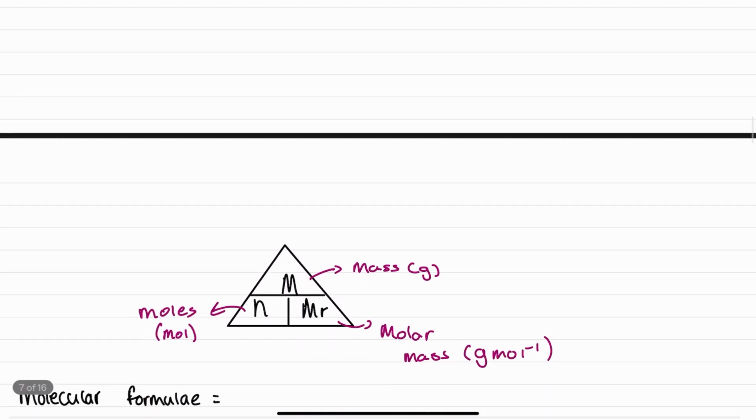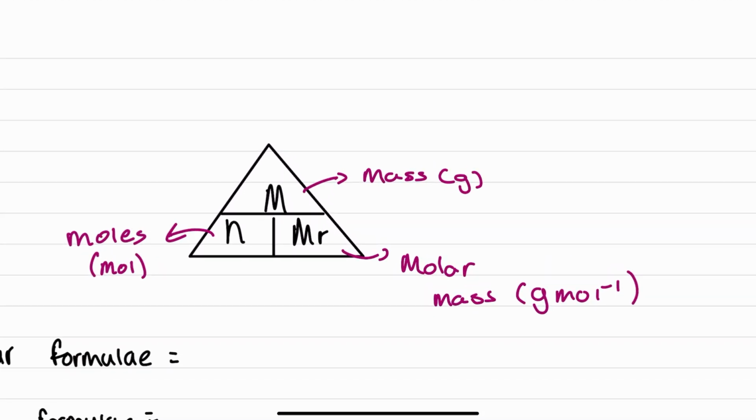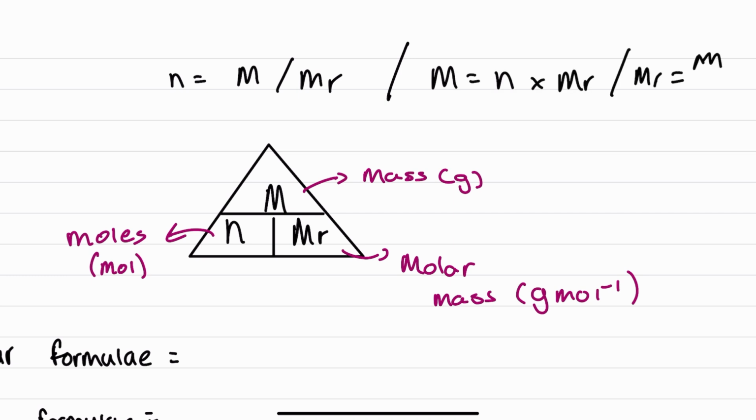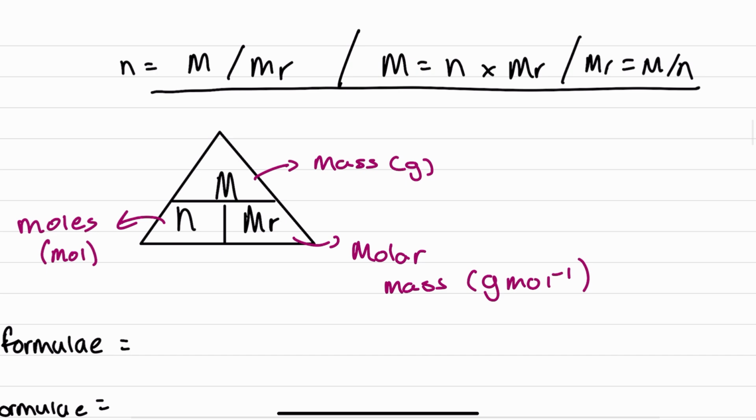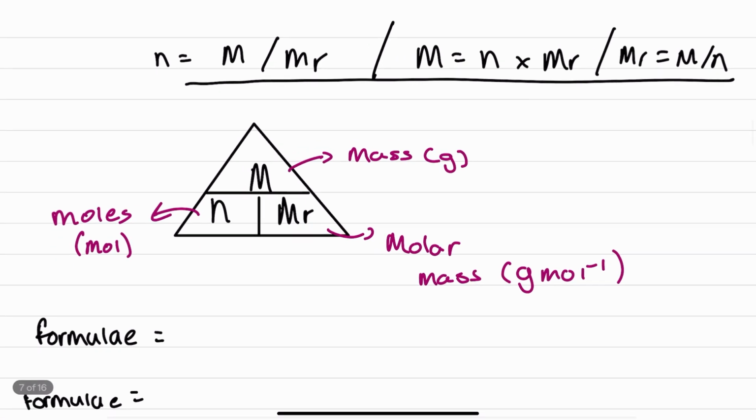This equation is right here. Moles is equal to mass over molar mass, or mass is equal to moles times molar mass, or molar mass is equal to mass over moles. Now, I'm sure you've come across this triangle before, but if you haven't, this triangle allows us to remember all 3 of these forms of the same equation, but just in one triangle. If you have moles and you don't have mass and you have molar mass, then you can cover up mass and see that it's moles times molar mass.